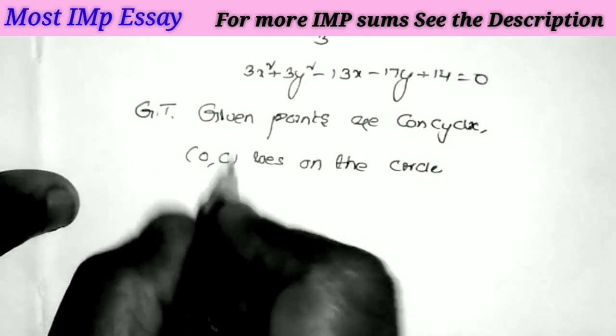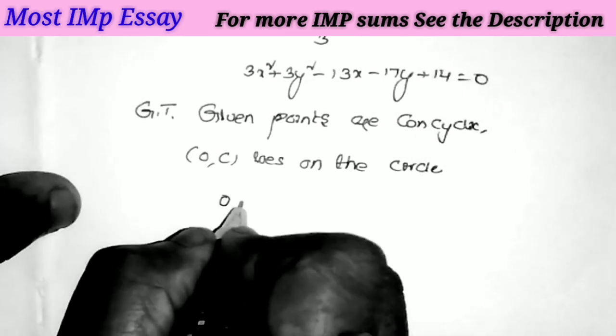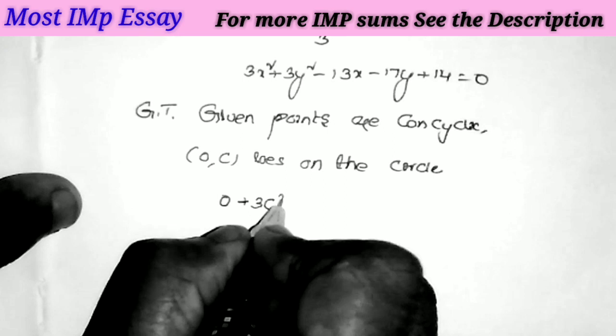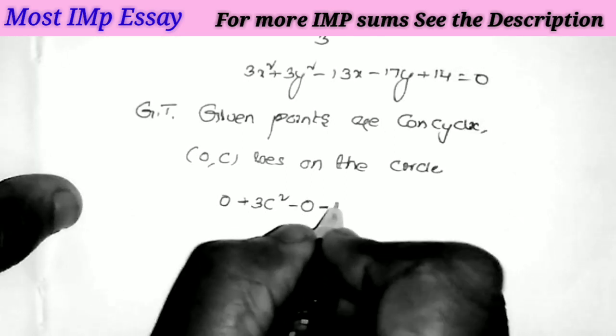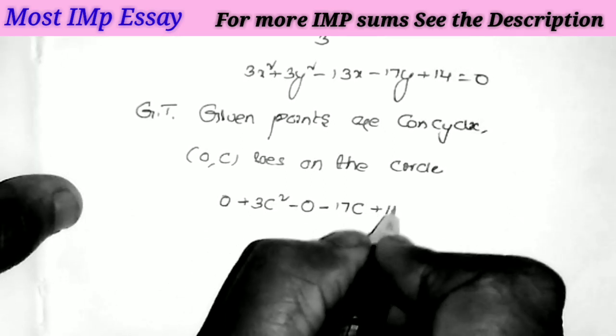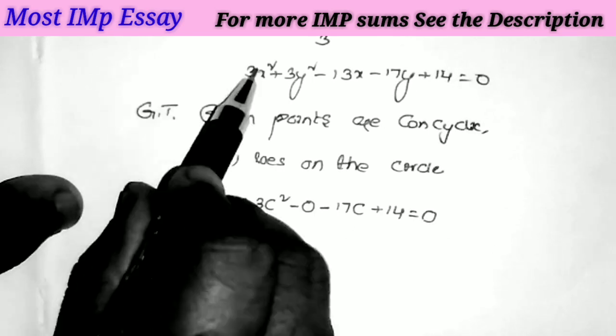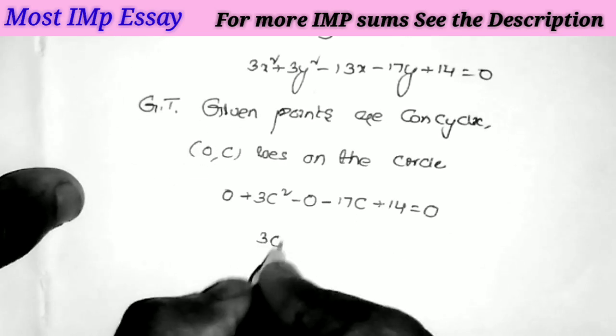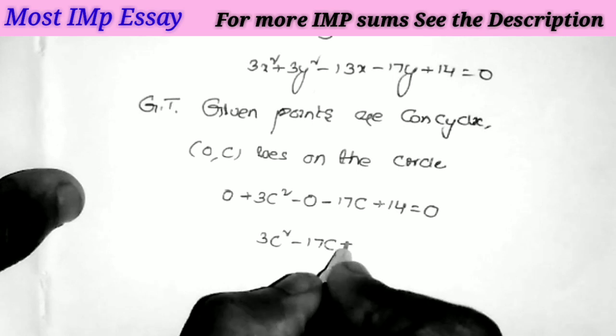Okay. Now replacing the point: 3 into 0 square, 0, 3 into c square, 3c square, minus 13 into 0, 0, minus 17 into c plus 14 is equal to 0. x is equal to 0, y is equal to c. Now what is the equation? 3c square minus 17c plus 14 equal to 0.